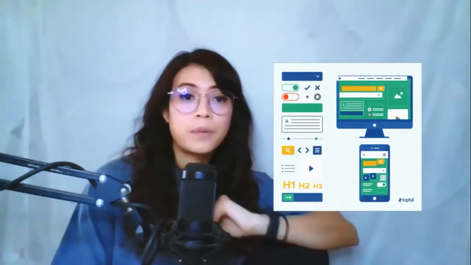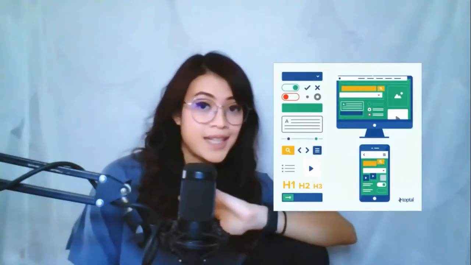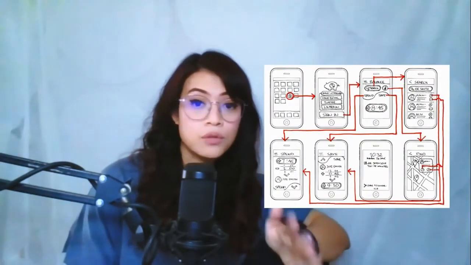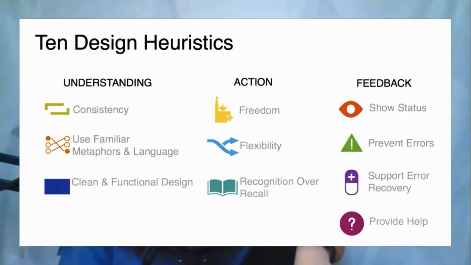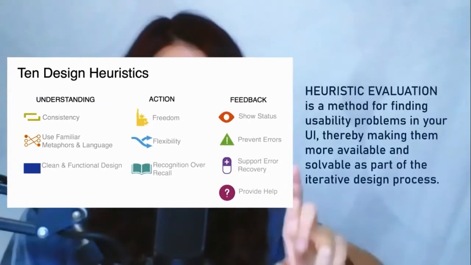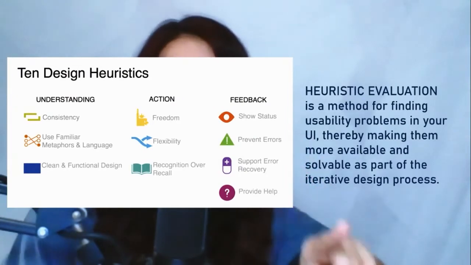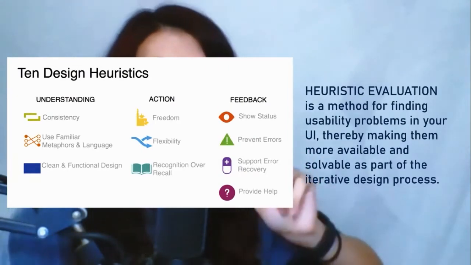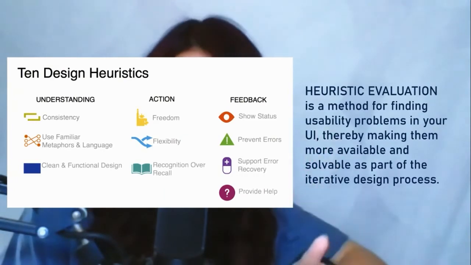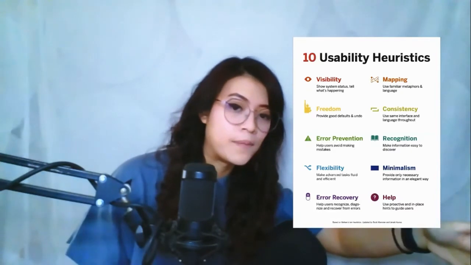Once you're in a good place where you have all of your design building blocks ready, like pieces of Lego, and you're wireframing your screens, this is a really good place to go through the 10 design heuristics by Jacob Nielsen. Heuristic evaluation is a method for finding usability problems in your UI, thereby making them more available and solvable as part of the iterative design process. If your design passes all of these checks earlier in the process, then there's less chance of you fixing a design problem that's already implemented in engine. So in layman terms, you're preemptively making sure it's usable.